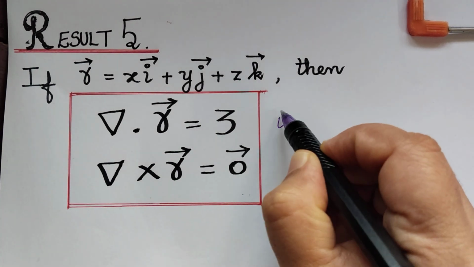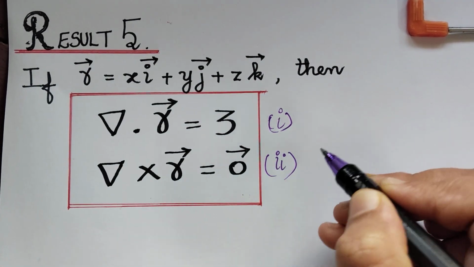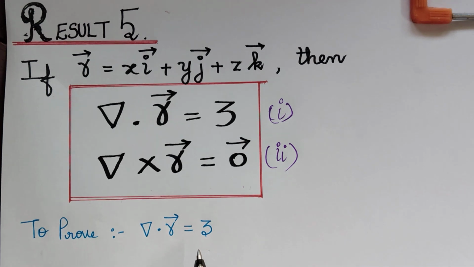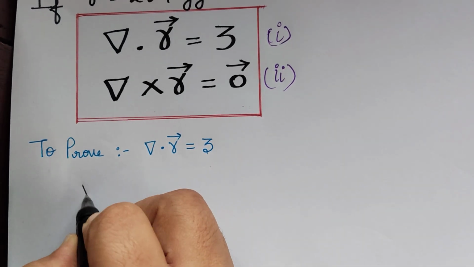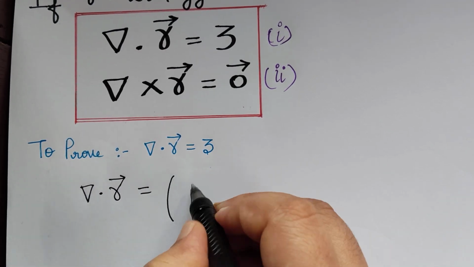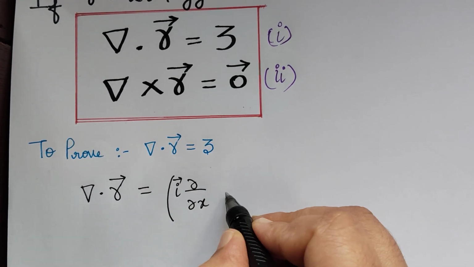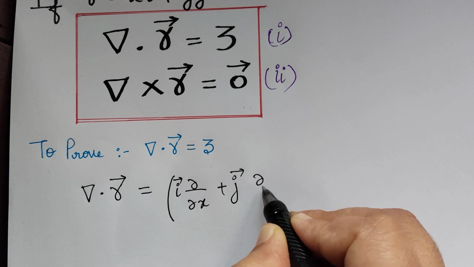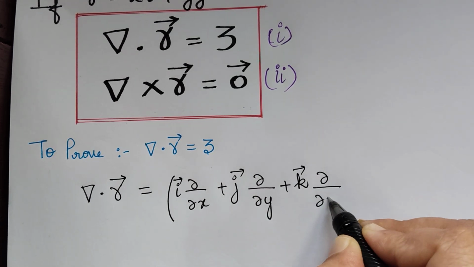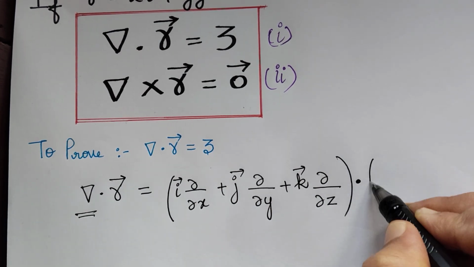So let us take this as the first result under result 5 and this as the second result under result 5. So we shall first prove that nabla dot r vector is equal to 3. Now in order to prove this, we shall consider nabla dot r vector. We know that the operator nabla is given by i vector multiplied with dou by dou x plus j vector multiplied with dou by dou y plus k vector dou by dou z. So this is the nabla operator. So, dot product with r vector.